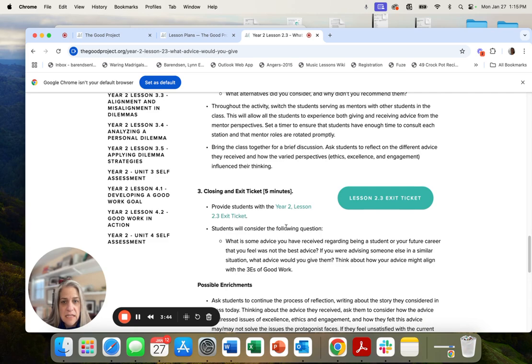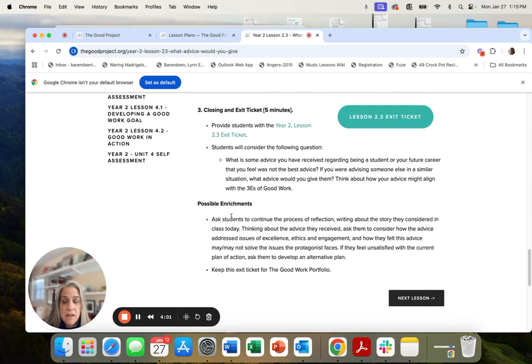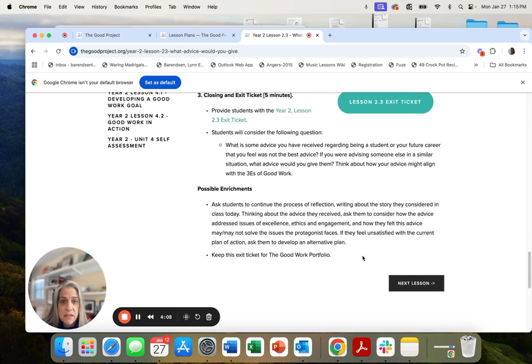The exit ticket asks, what is some advice that you have received regarding being a student or your future career that you feel wasn't good advice? If you were advising someone in a similar situation, what advice would you give them? And then here is possible enrichment, to ask students to continue the process of reflection and writing about the story they considered in class today.